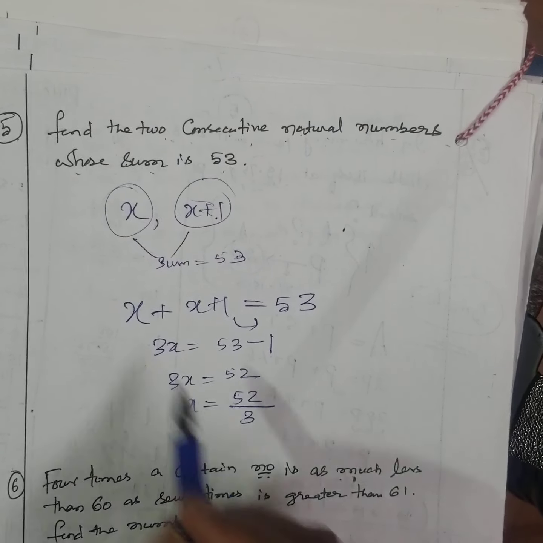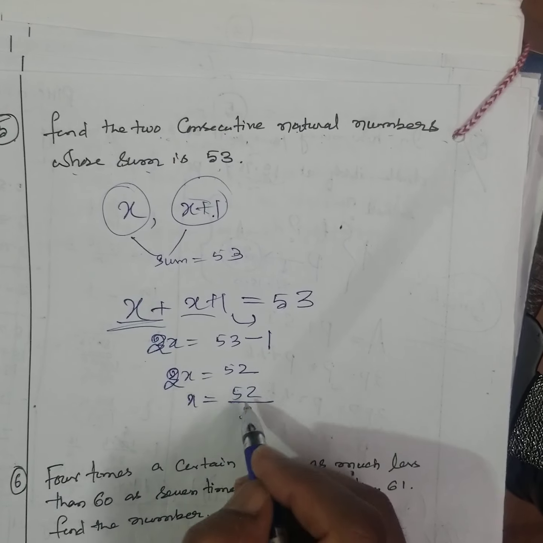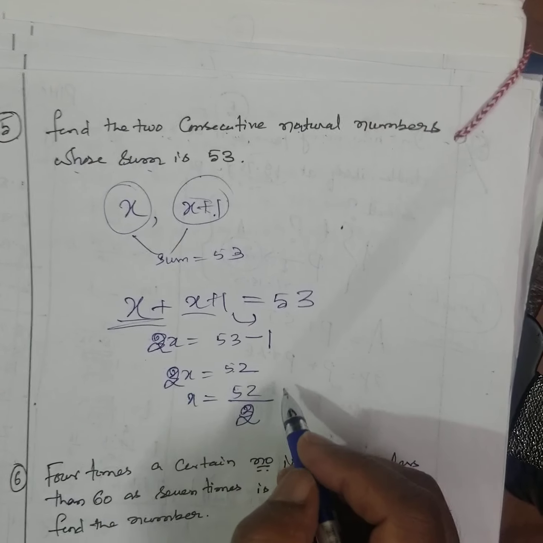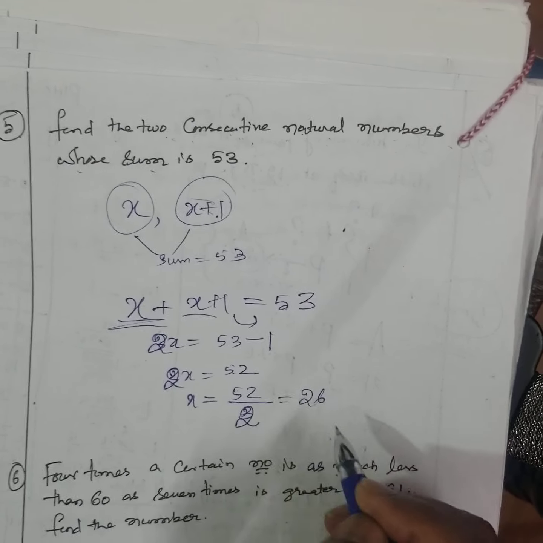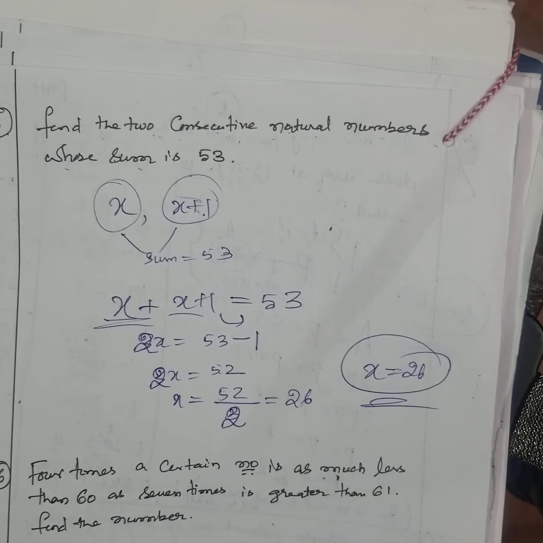See, x plus x is what? 2x. 2x divided by 2, 52. Therefore, what? You will get 26. Therefore, x is equal to 26.